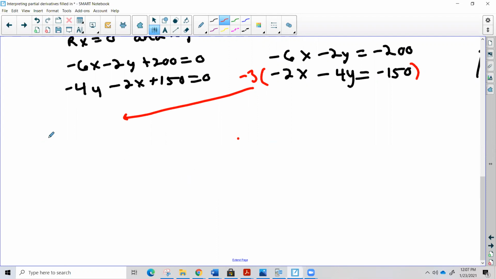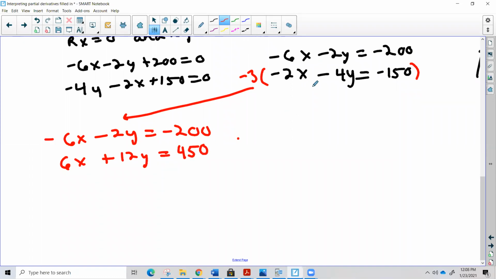I'm not changing my first equation, so I'm leaving that the same way. And I get a positive 6x plus 12y which equals a positive 450.